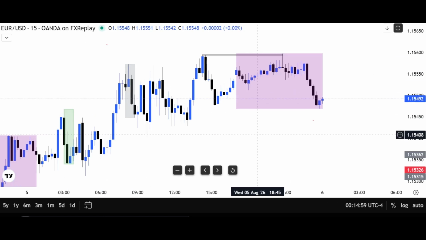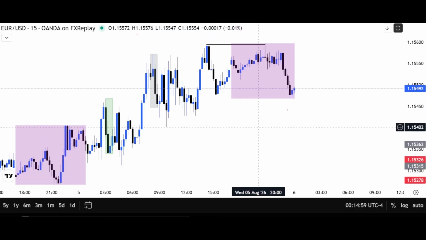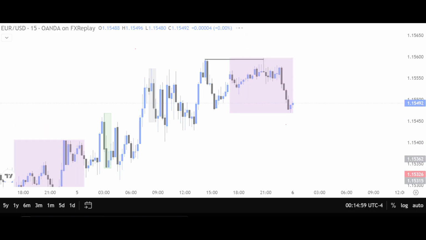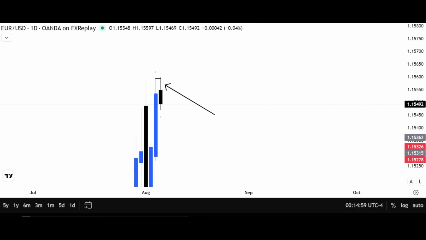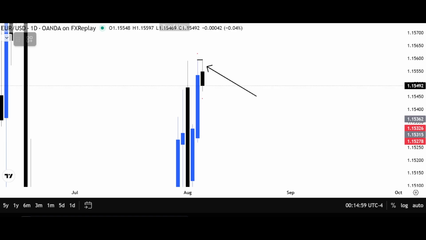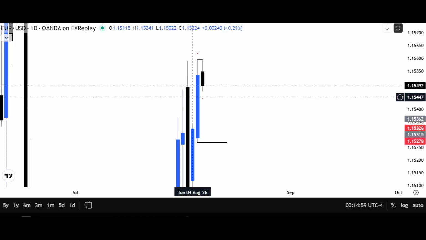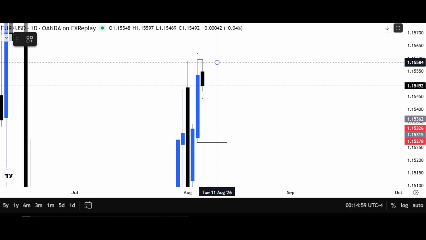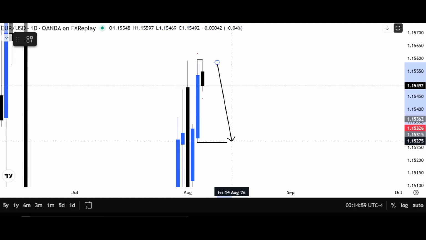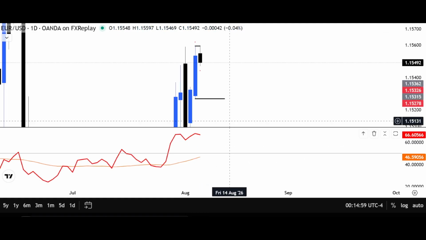Now we know that price will go lower. Where, that is the question. What you can do is go to the daily candle and mark where the price will eventually go. There's a possibility that price will go to the middle of this candle or go all the way to take out this low. It is as simple as that.